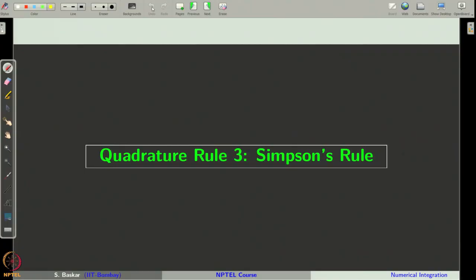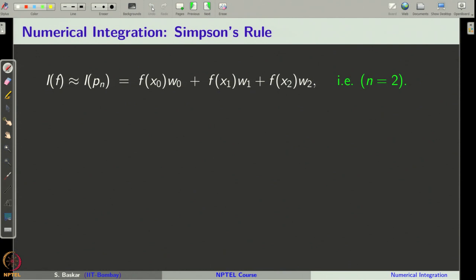Simpson's rule is obtained by integrating the corresponding quadratic polynomial interpolating the integrand at three specific nodes. Recall that we obtain the quadrature rules by first approximating the given integrand by its interpolating polynomial of certain degrees, by supplying the nodes explicitly. Today we will take the number of nodes as 3, that is n is equal to 2. By this, we have to give 3 nodes x0, x1 and x2.